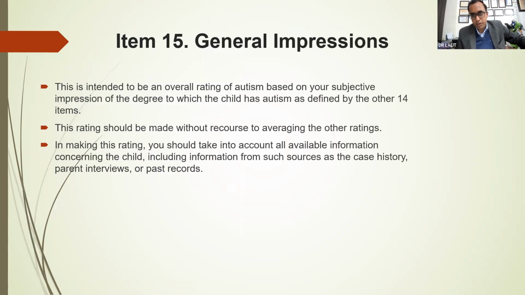Now comes the general impression. This general impression tells you about everything you have observed in this child in relation to all the 14 items, in these 40 minutes of observation, and what your impression was after taking a detailed evaluation and history and questioning the parents who have come along with the child. Depending upon that, and also the back records and history, you will make a general impression of this child in your mind, and give him a score of either 1, 2, 3, 4.